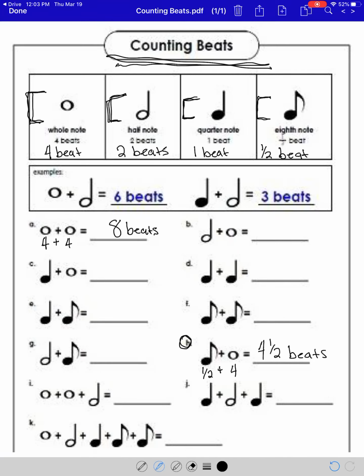The rest of these should be pretty simple. Again, you can just reference this chart up here. You're going to be constantly looking at this chart. If you get confused, you can see the examples that I've done or these examples in the box here. And that should help you out a lot. So again, it's just basic addition. You're just adding these together, and that should take you through this worksheet.